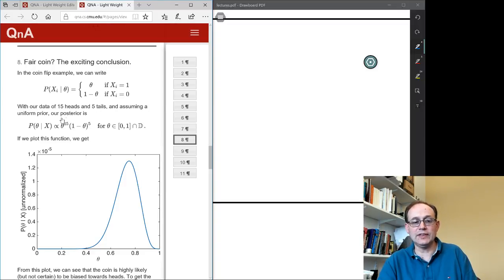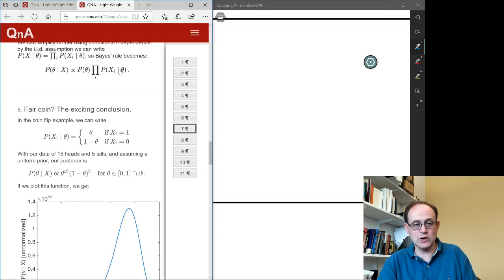And so if we collect that together in this equation, the product of all of the P of xi's given theta is just going to be theta to the 15 for the 15 heads times 1 minus theta to the 5 for the 5 tails. And then if we assume a uniform prior, that drops out, and we get that our posterior looks like this.